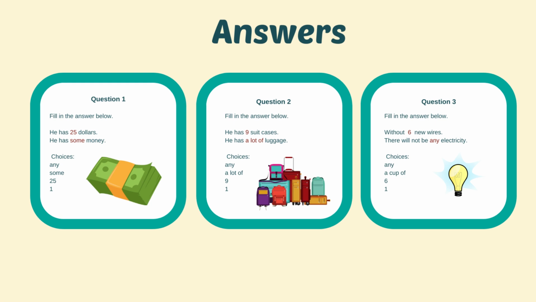He has $25 and he has some money. Dollars are countable, money is uncountable. Question 2. He has 9 suitcases, he has a lot of luggage. Suitcases are countable, luggage is uncountable. Without 6 new wires, there will not be any electricity. Wires are countable, electricity is uncountable.